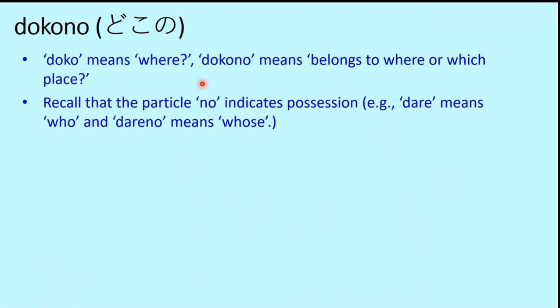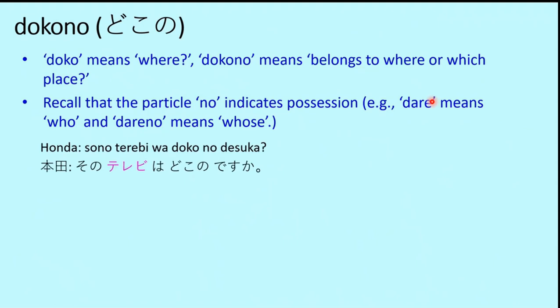So if you can recall the particle no, the meaning of particle no, it indicates some kind of possession. That is, if we say my, then it will be watashi no. Watashi is I and watashi no is my. That means the object is mine, that it indicates possession, that I possess that thing. So similarly here, doko means where and dokono means belongs to where or which place.